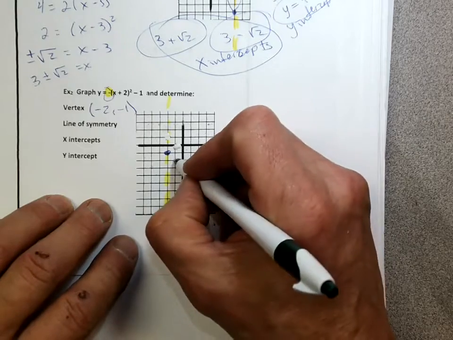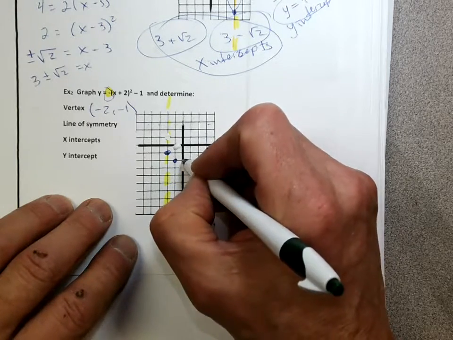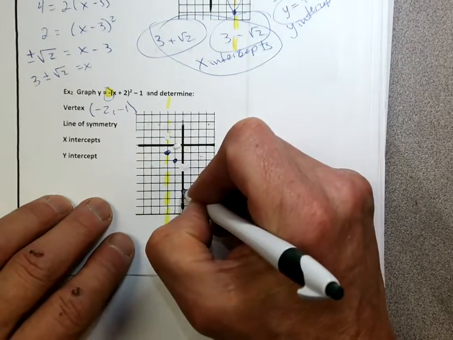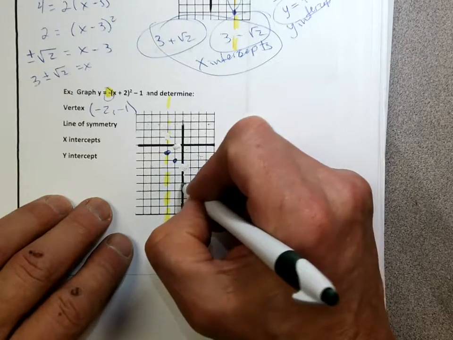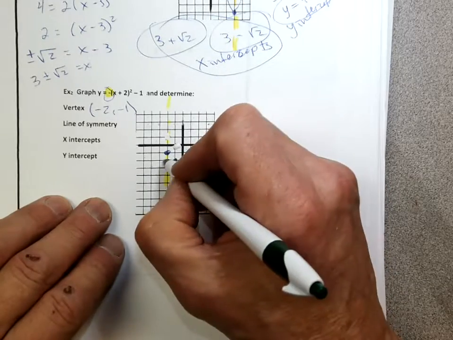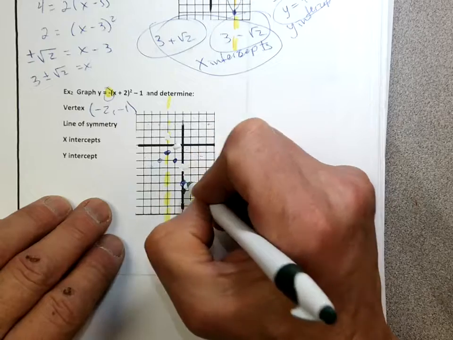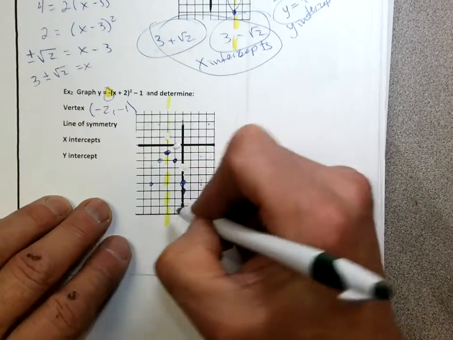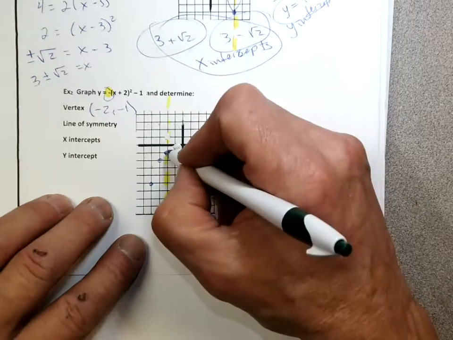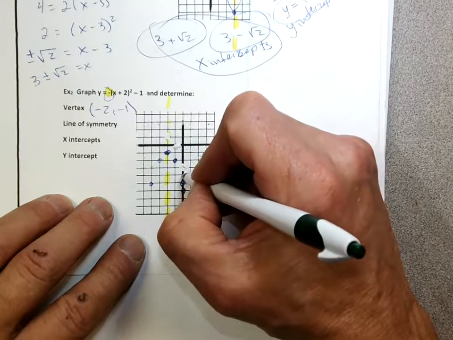So here we go. There and 2, 1, 2, 3, 4, 5. 1, 2, 3, 4 right there. There and there, and I'm going to go 1, 1, 2, 1, 2, 3, 4.